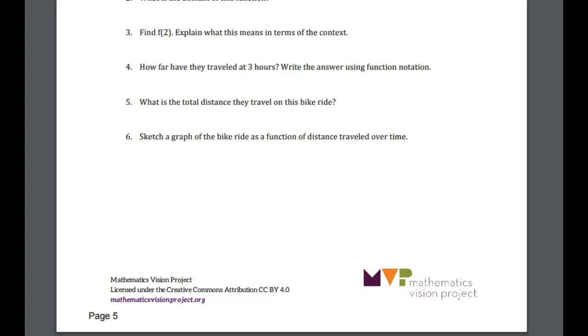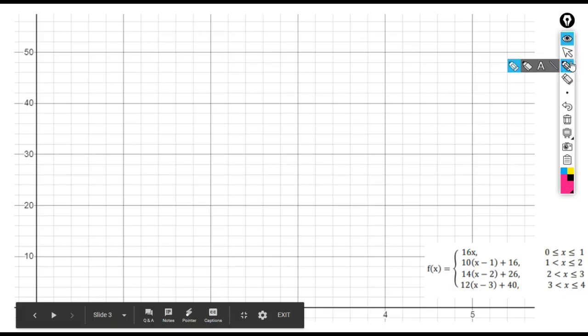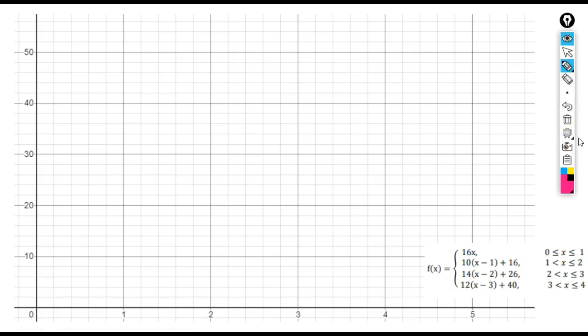Next, sketch a graph of the bike ride as a function of distance traveled over time. In order for us to graph this, we're going to need some graph paper. So for our graph, we want to make sure that we know what our axes stand for. So we know that our axis down here is time, and it is in hours. And we don't know actually what this unit is, but we do know that it is representing distance. So we want to do our distance over time, and in this case it's going to be in hours. And we need to do our piecewise function.